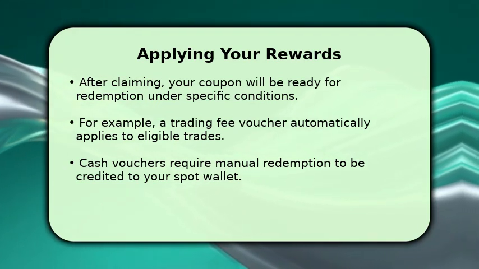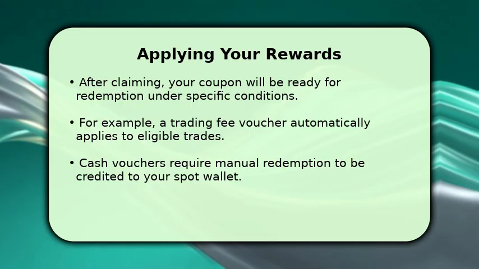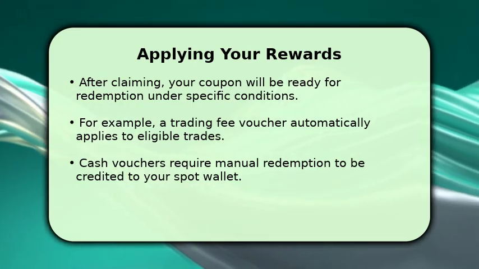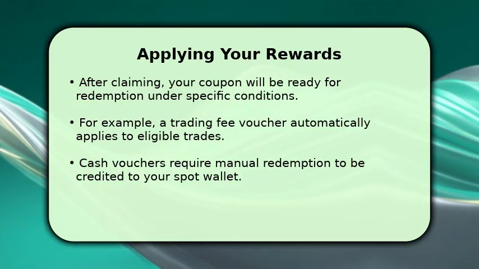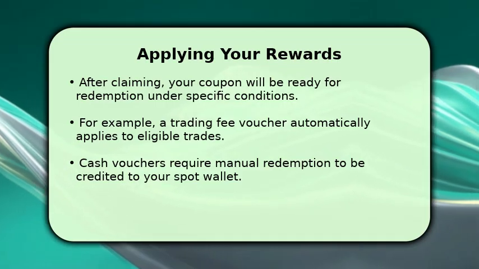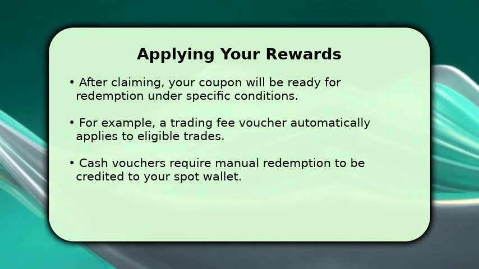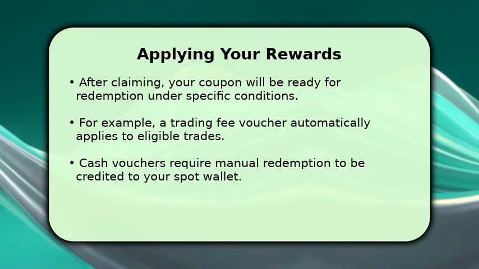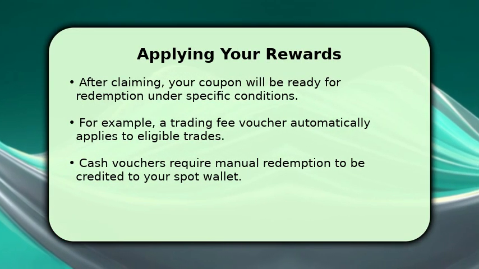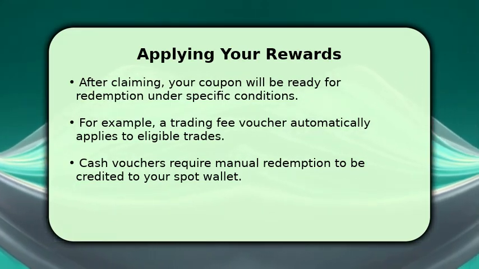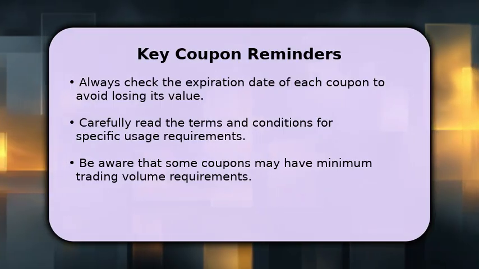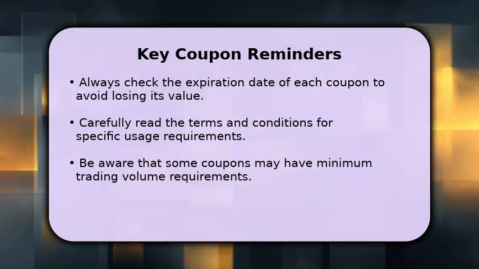For instance, a trading fee voucher will often apply automatically to your eligible trades, reducing your costs without further action. However, cash vouchers typically require you to manually click Redeem within the Reward Center. Upon redemption, the specified amount, perhaps 10 United States dollars, will be credited directly to your spot wallet, ready for use. Finally, remember a few crucial points to maximize your coupon benefits.